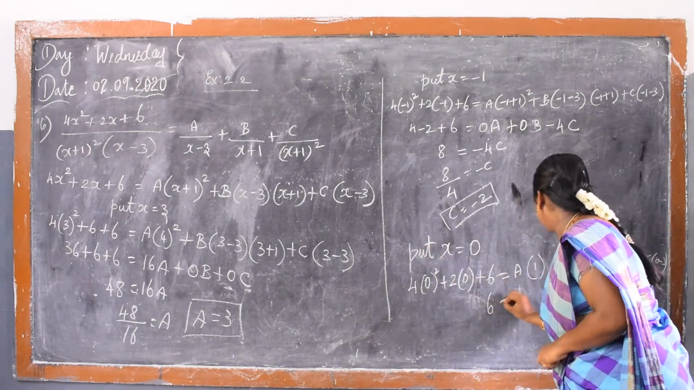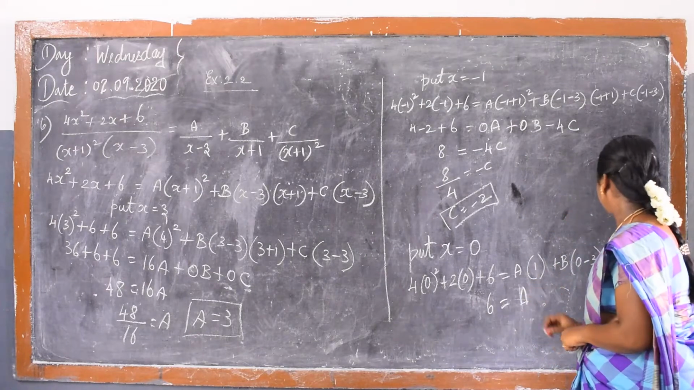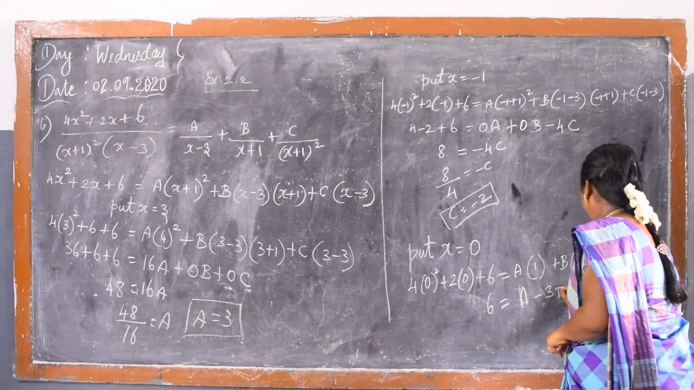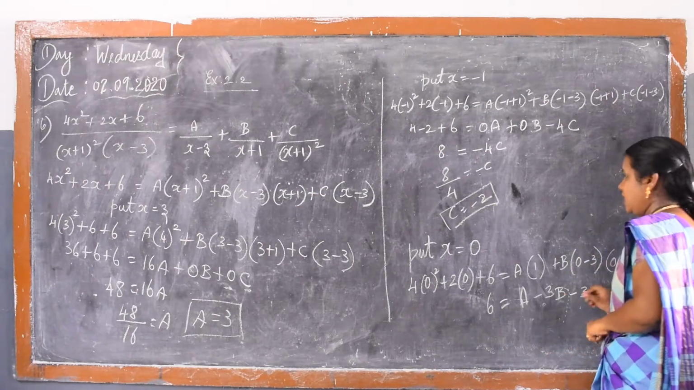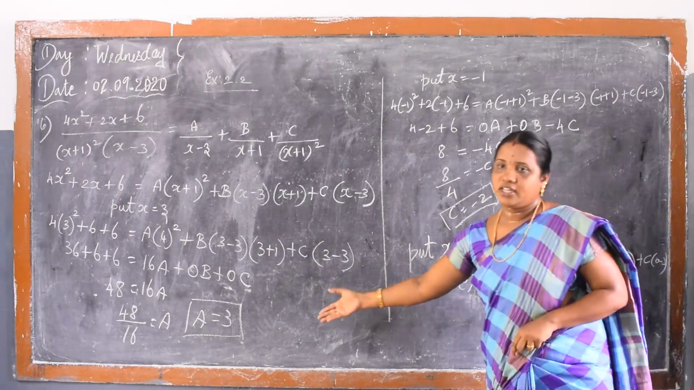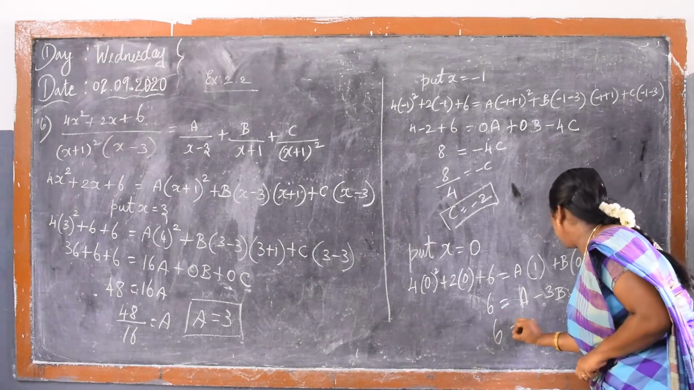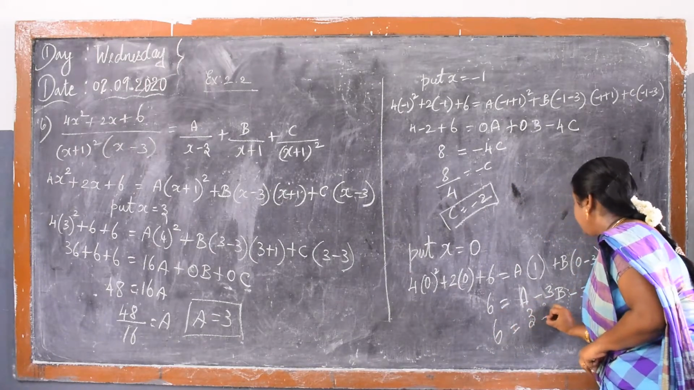So 6 is equal to a, minus 3b, next minus 3c. Now substitute the values of a and c. What is the value of a? 3. So 6 is equal to 3 minus 3b.